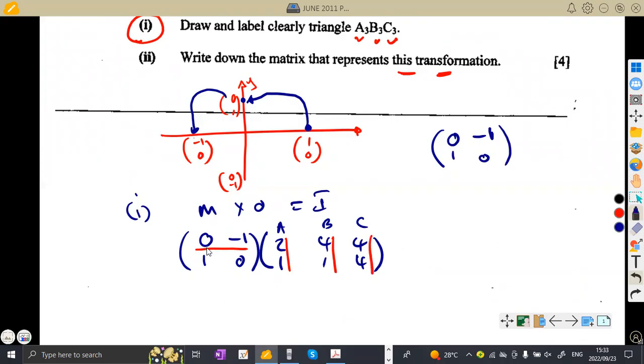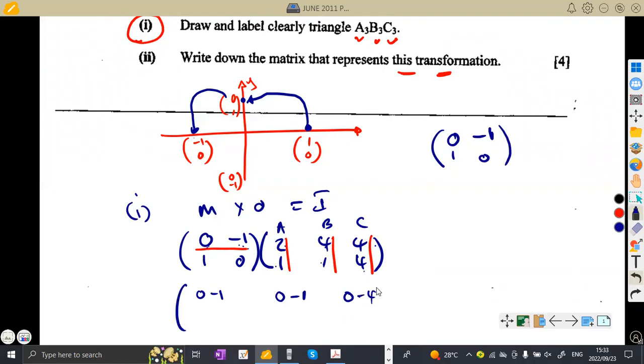Okay, so this one, 0 times 2, that's a 0 here. Minus 1 times 1, that's minus 1. 0 times 4, which is 0. Minus 1 times 1, which is minus 1. 0 times 4, which is 0. Minus 1 times 4, which is minus 4.